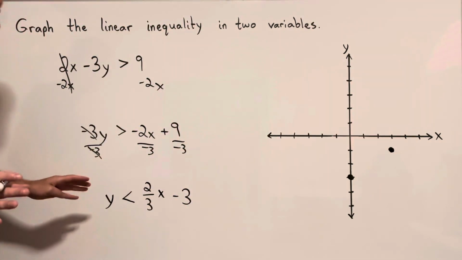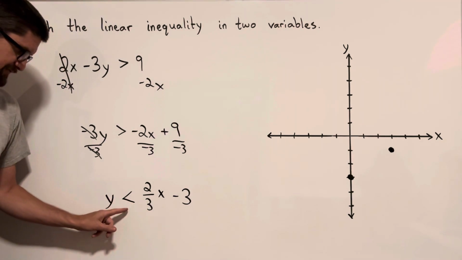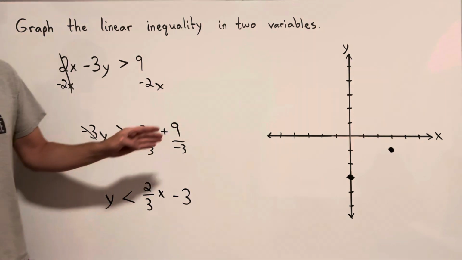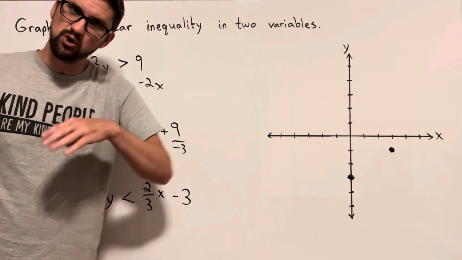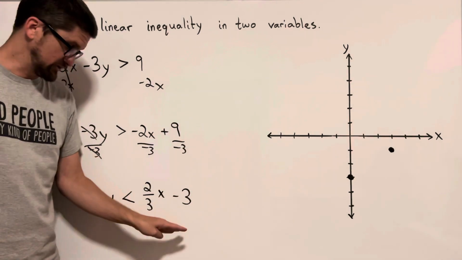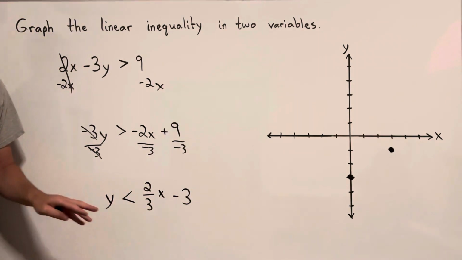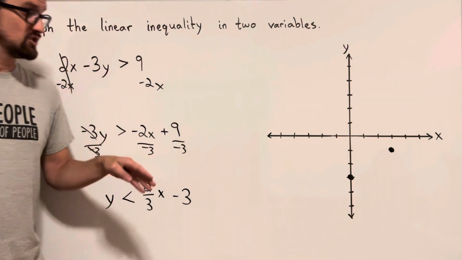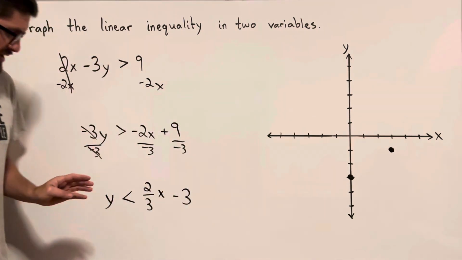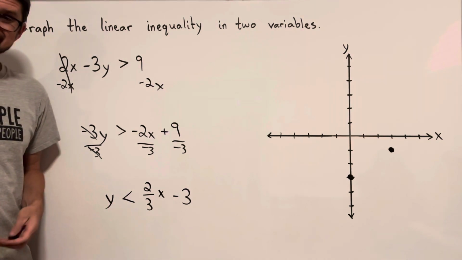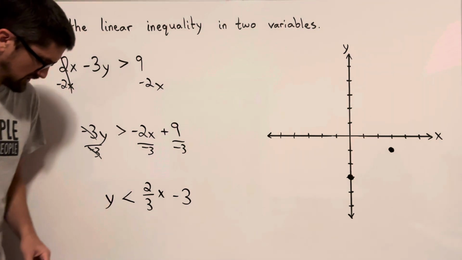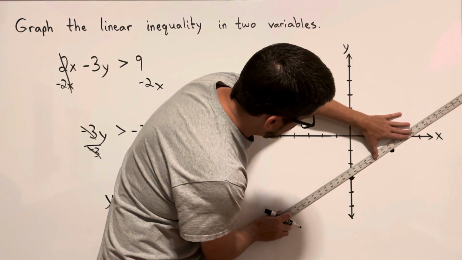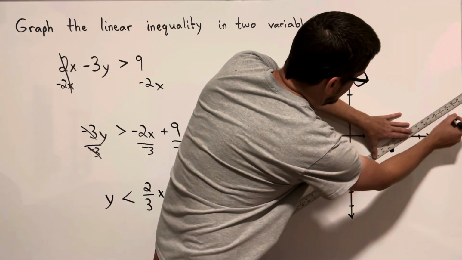But you have to be careful. If it's a strictly less than or strictly greater than, you need to make it a dashed line, which indicates that points on the line don't actually solve the inequality. There's no equal sign with it. But if there is an equal sign with it, if it's less than or equal to or greater than or equal to, you're going to make it a solid line. In this case, it's strictly less than, so I'm going to make a dashed line. I'll use a ruler here and make a dashed line.